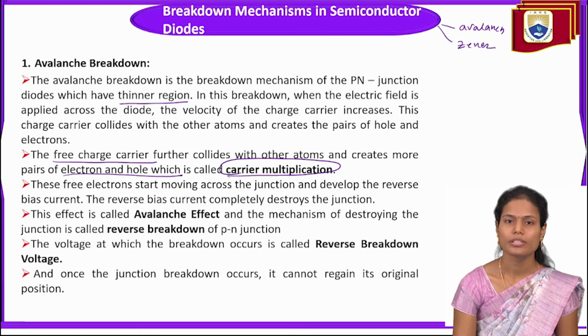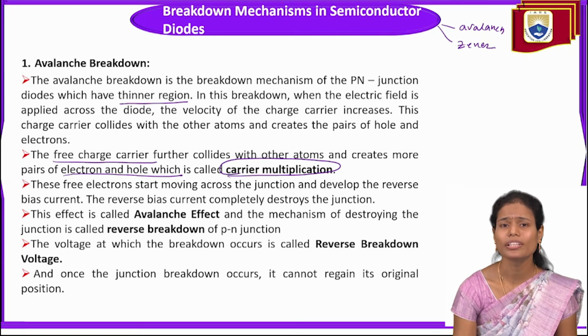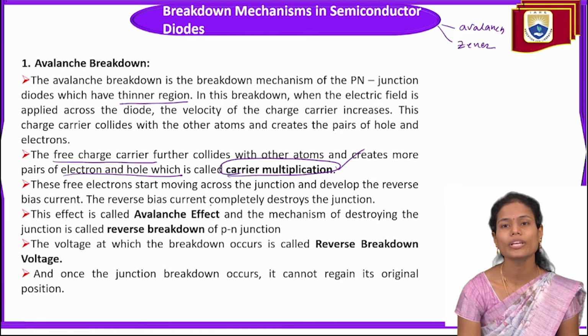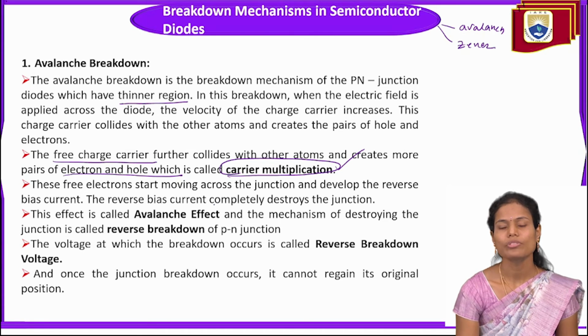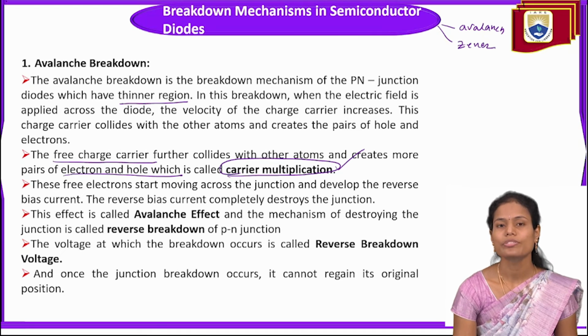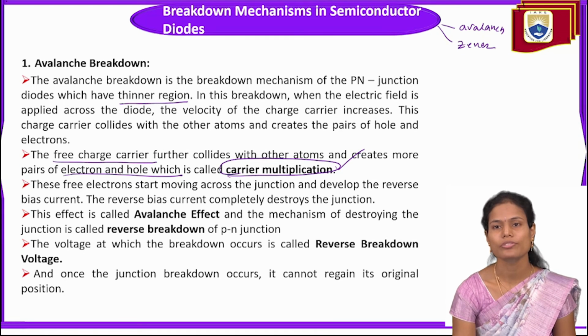Because of the application of the electric field to the thin depleted region of the PN junction diode, more and more free charge carriers accumulate near the junction, so the number of carriers is greatly increased. These free electrons start moving across the junction. They are trying to diffuse towards the junction: electrons from the N region and holes from the P region.